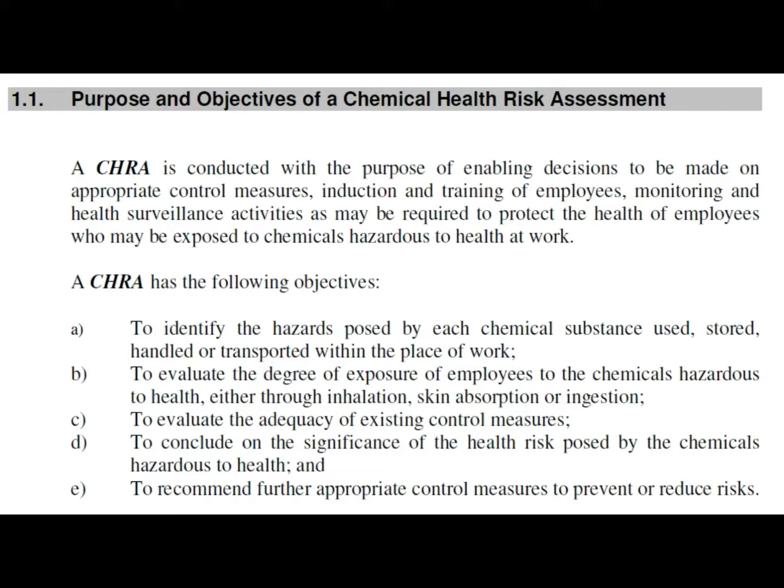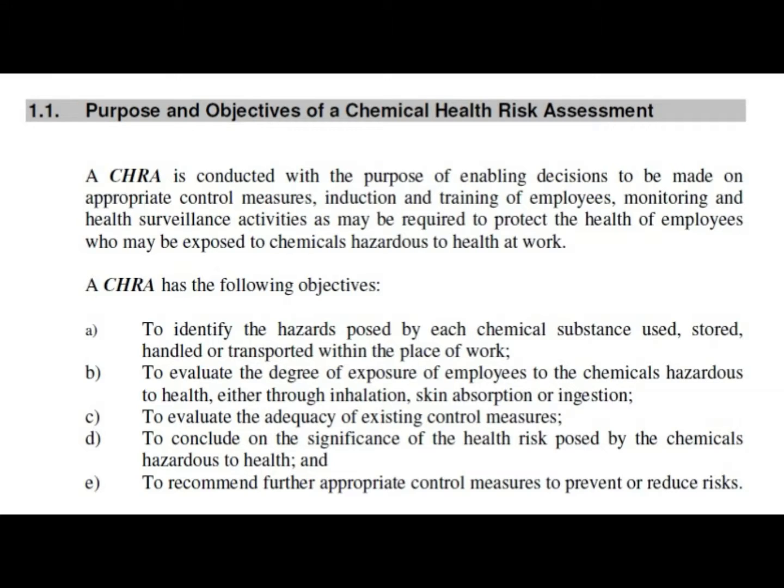A chemical health risk assessment has the following objectives. A. To identify the hazards posed by each chemical substance used, stored, handled, or transported within the place of work. B. To evaluate the degree of exposure of employees to the chemical hazardous to health, either through inhalation, skin absorption, or ingestion. C. To evaluate the adequacy of existing control measures. D. To conclude on the significance of the health risk posed by chemicals hazardous to health, and E. To recommend further appropriate control measures to prevent or reduce risk.